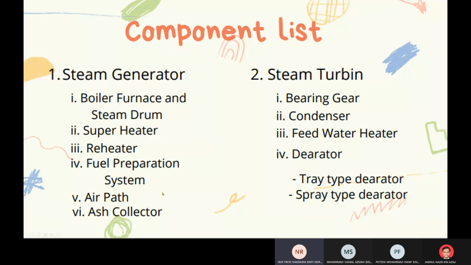Next, the air part. The combustion unit requires sufficient air for burning the coal. The draft takes the air from the atmosphere, warms the air in the preheater and feeds the air into the furnace walls using the air nozzle. Then, last for the steam generator, the ash collector.